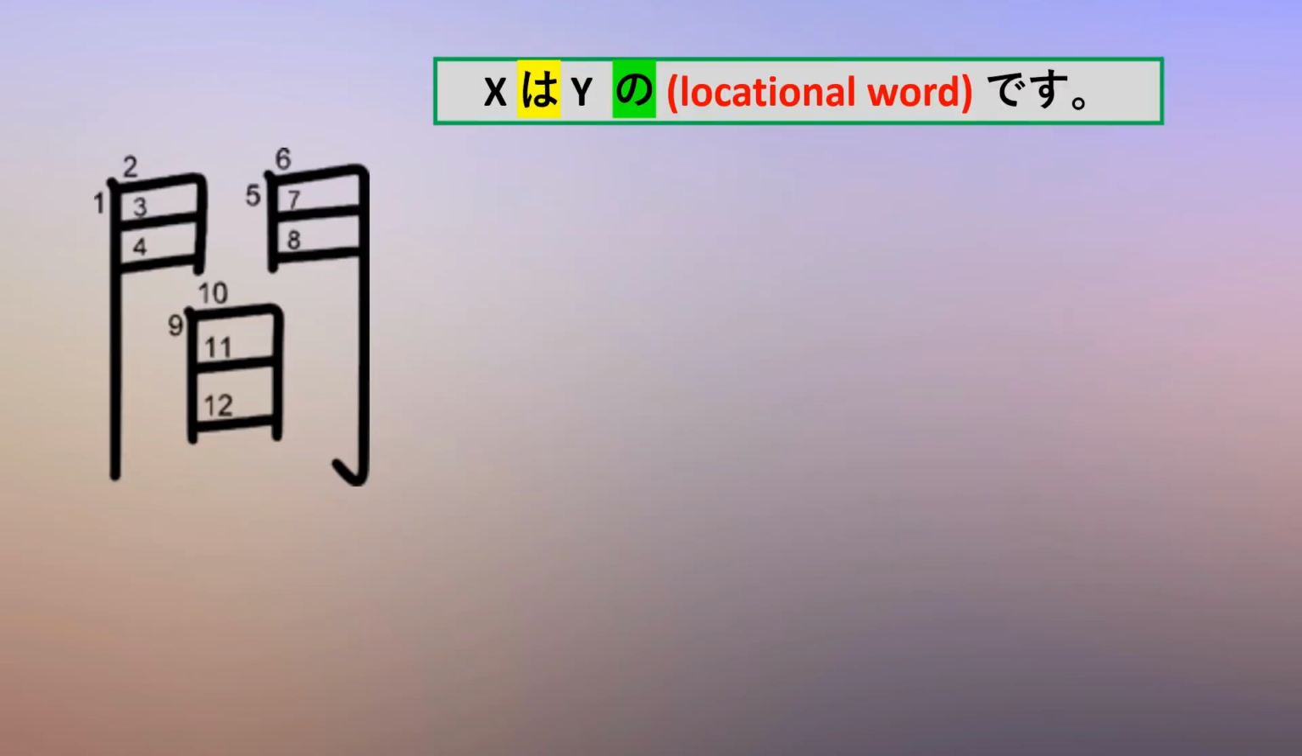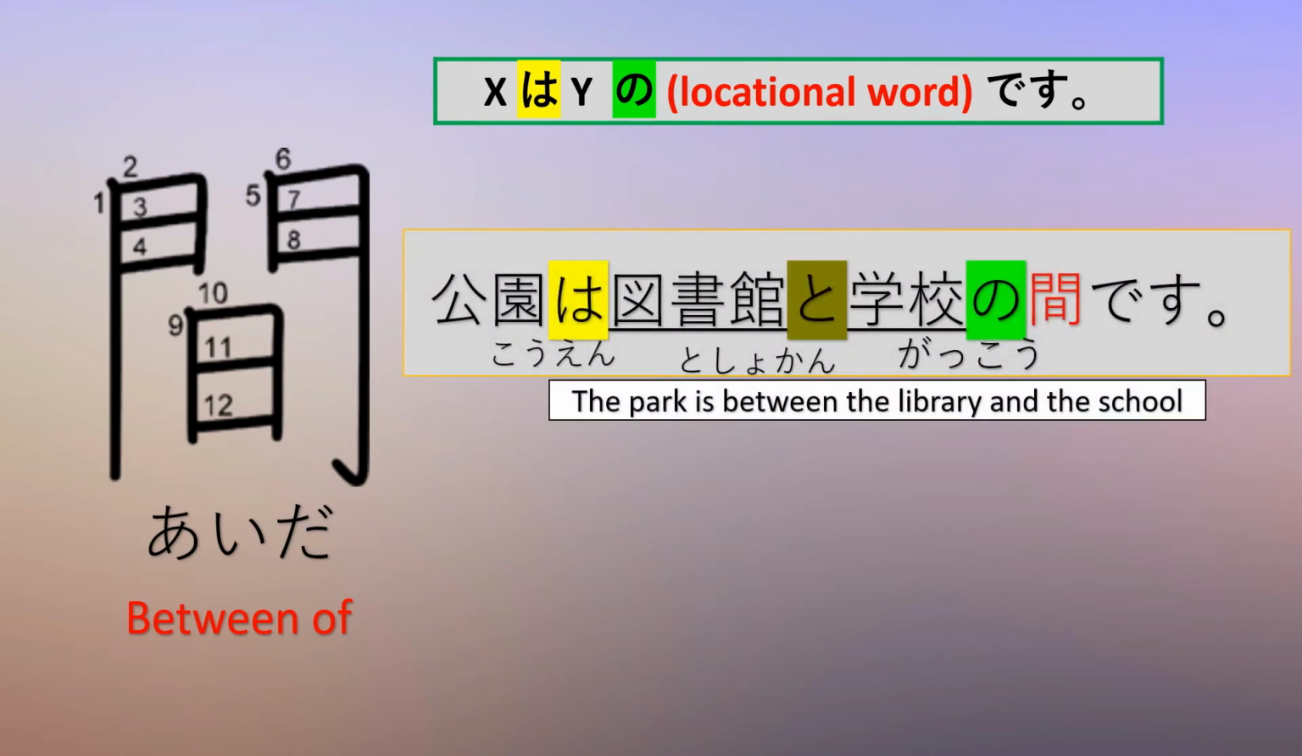Okay, the last is aida, or in between. Aida, between, of. For example, here we need to use two reference points. So we have the library, toshokan, and gakko, school. And then, of course, the topic particle indicates the topic is koen, or park. So, koen wa toshokan to gakko no aida desu.